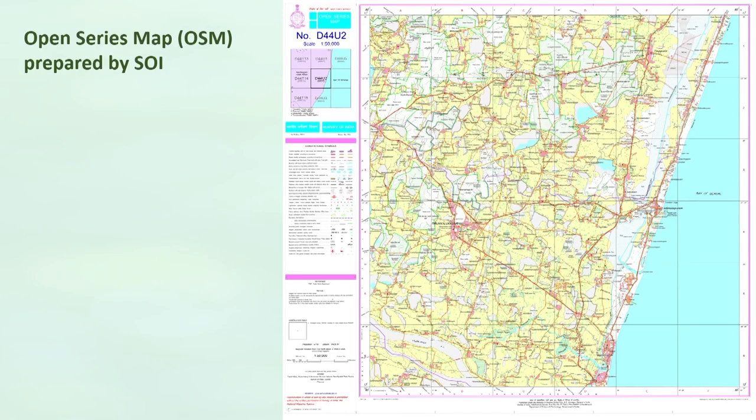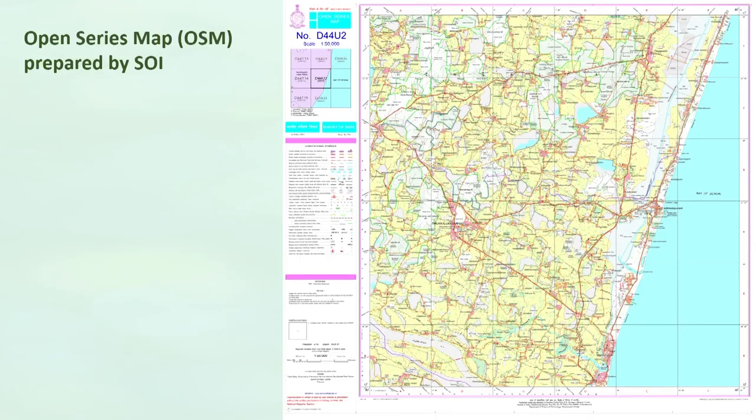Now let me show another map. This is an open series map prepared by Survey of India. Okay, you can also download, you can go to online.surveyofindiamap.com. In that you can register yourself using your cell phone number and give the information whatever the website asks you, the website interface. Then you can download a topo sheet for your native district.